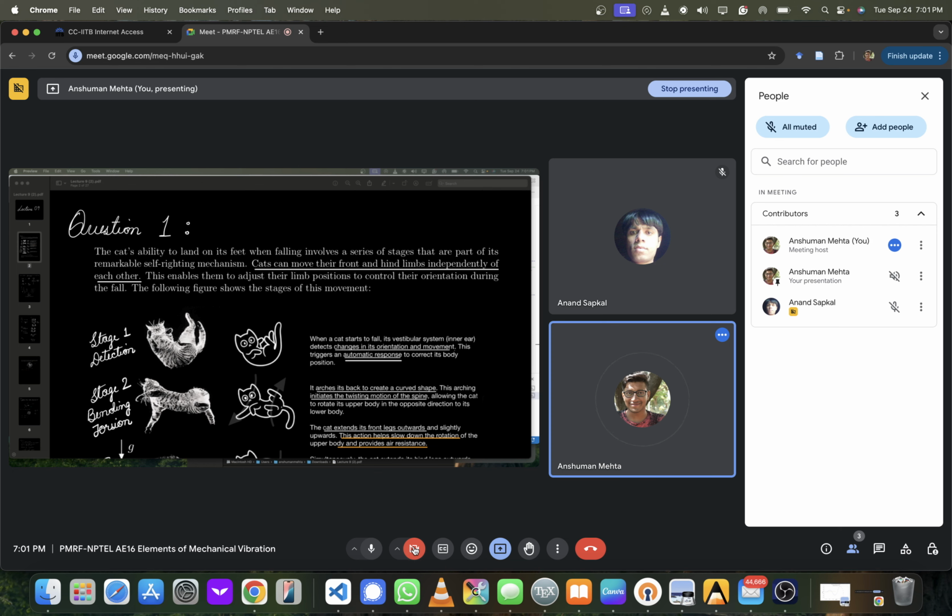So just a question, if I throw a cat like this, what do you think? Will it land on its 2 feet or 4 feet, or it will just die?